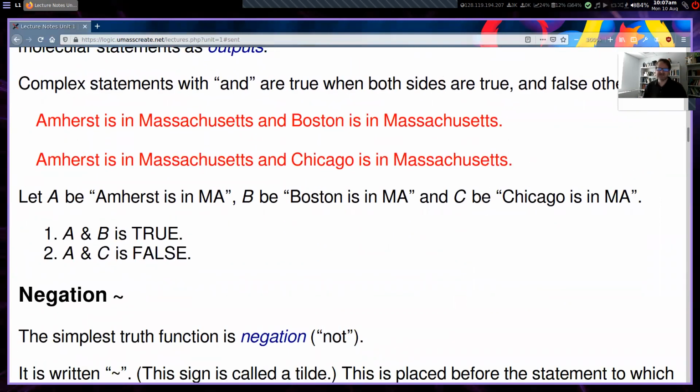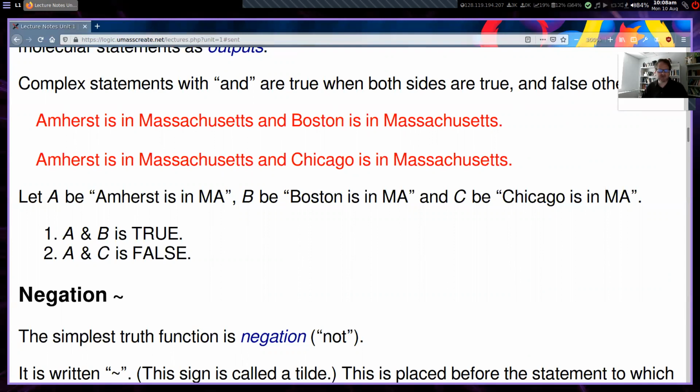So we'd write that in symbolic logic. We'd write the first one as A ampersand B, and we regard that as true. We might write the second one as A ampersand C, Amherst is in Massachusetts, Chicago is in Massachusetts, and we regard that as false. So when both inputs are true, the output is true. When one of the inputs is false, or they're both false, the output is false. So that gives you the basic idea of how truth and falsity come in as inputs, and truth or falsity come out as outputs. Right?